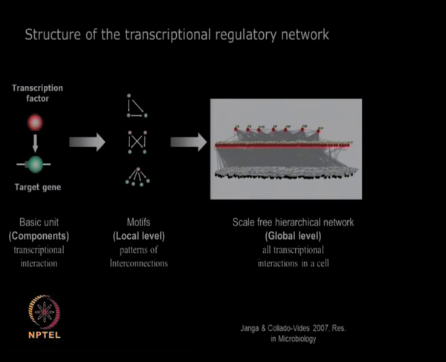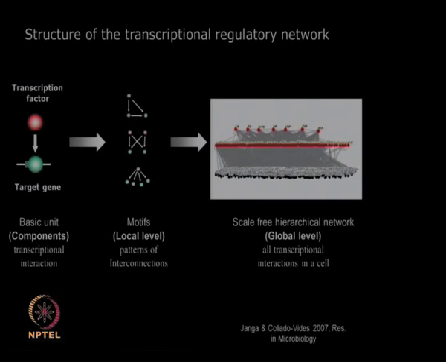As discussed in the previous slides, the basic unit of regulation is a transcription factor and a target gene whose expression is being controlled. Now, on a different scale, if you put together the set of regulatory events between transcription factors and the target genes or operons, you construct a global transcription regulatory network. And as I mentioned earlier, this network is a scale-free network.